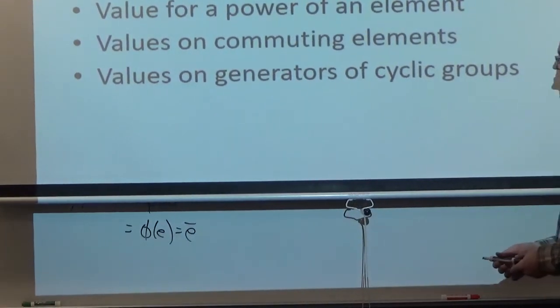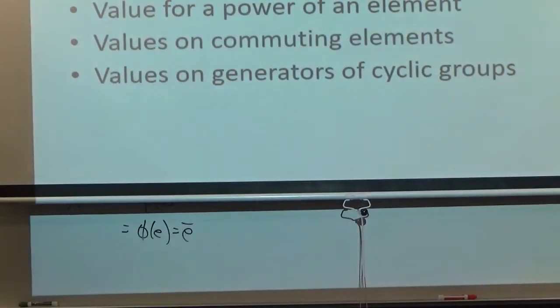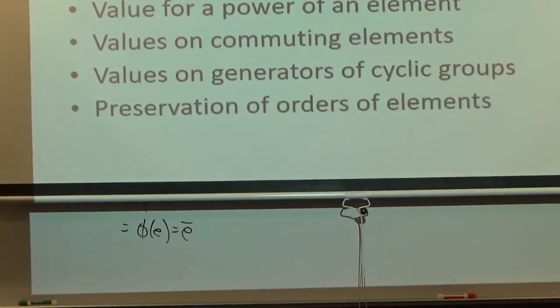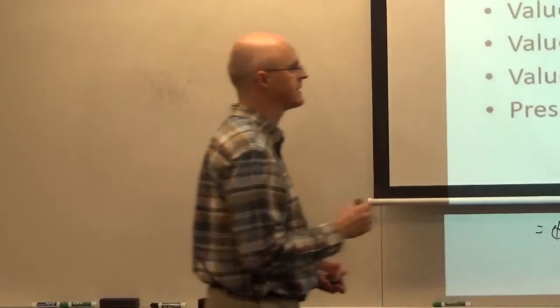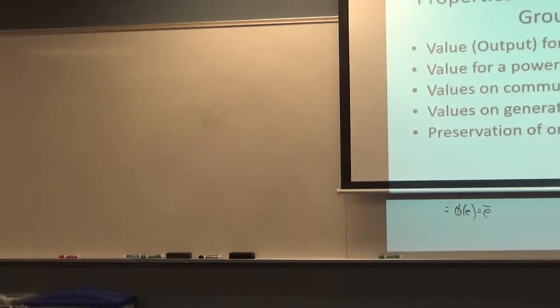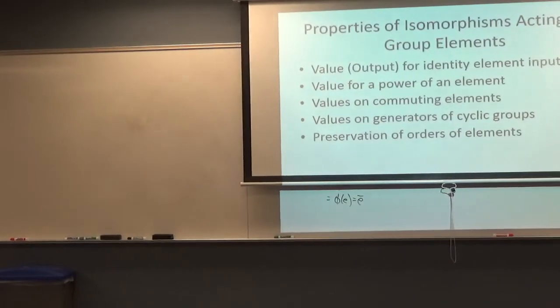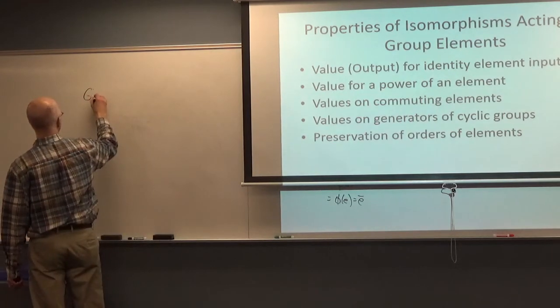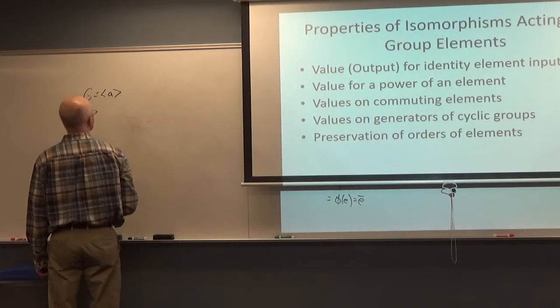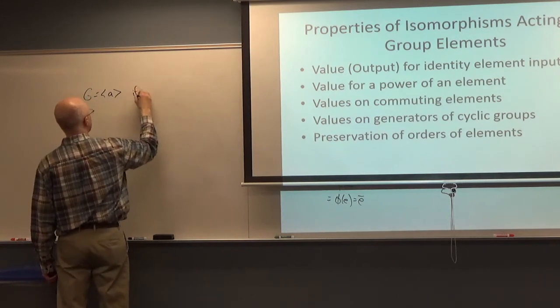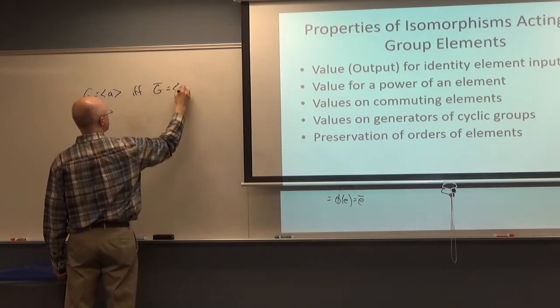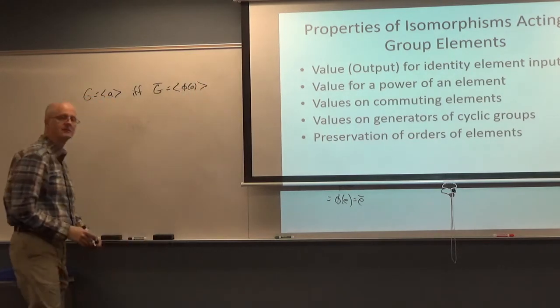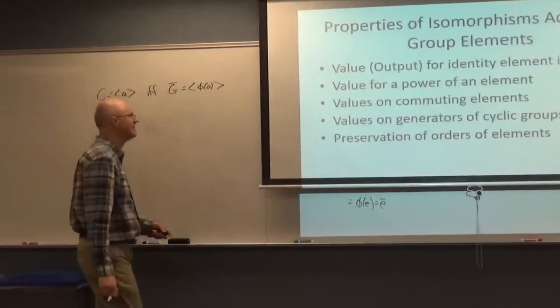Values on generators of cyclic groups. Well, essentially, that's the fact. Okay, it's stated differently in the book. It preserves the orders of elements. Isomorphisms preserve orders. The book did label it as a different thing as well. Suppose G itself happened to be cyclic. Then G bar is going to be cyclic as well. But these are very much related.